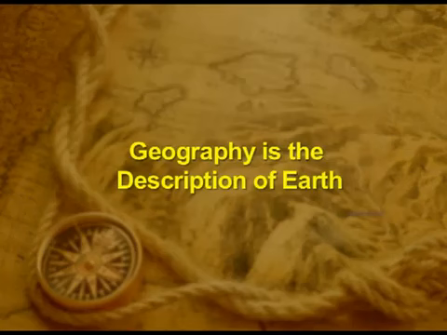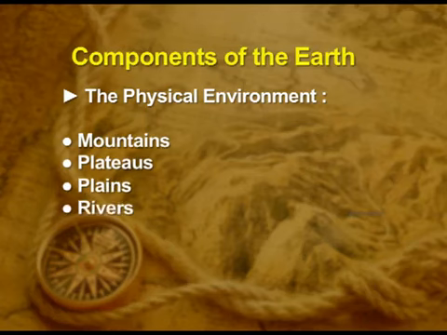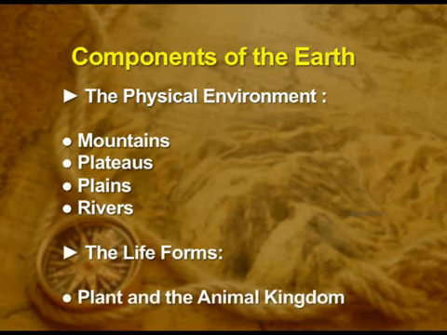The very first definition of geography that we have all learned is probably the simplest of all. That is, geography is the description of Earth, isn't it? We study two major components of the Earth. First, the physical environment, which includes mountains, plateaus, plains, rivers, etc. And the second component includes all the life forms, that is the plant and animal kingdom. The interdependency of these two components will help us to understand human geography.